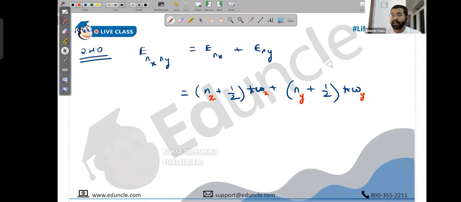So if omega x and omega y are equal, then you call it an isotropic 2D harmonic oscillator, people, which is the standard one, written in all the books. But they don't use the word isotropic. They just say 2D harmonic oscillator and assume that the omegas are equal. No, people, you cannot assume that they are equal. They become an isotropic harmonic oscillator.